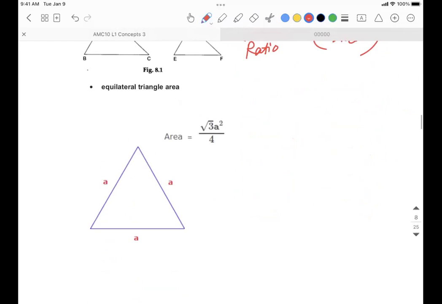And some quick things I want to let you know. If I give you an equilateral triangle with side length A, and you need to determine the area, how do you determine the area of the equilateral triangle? It's √3/4 times A squared. This is actually something very, very important. Okay, so far, so good. I think these are very easy peasy stuff.